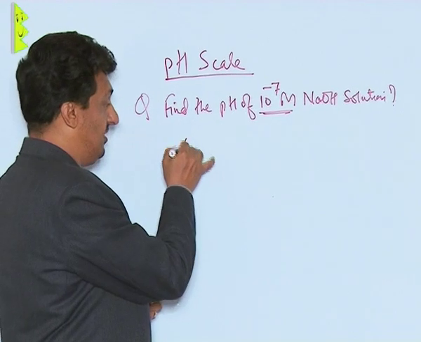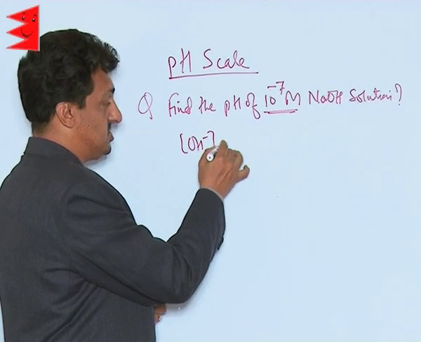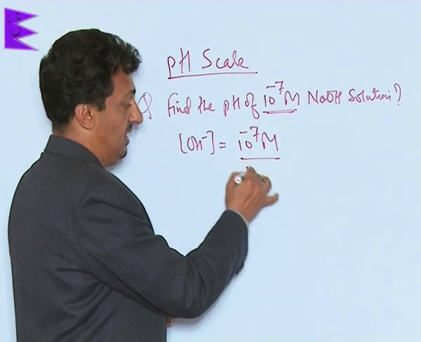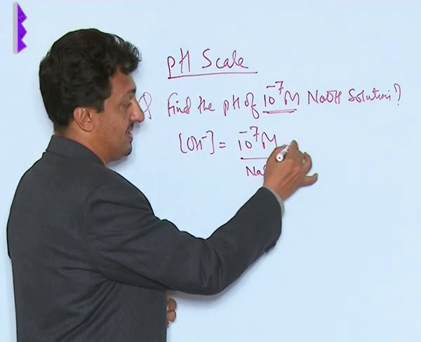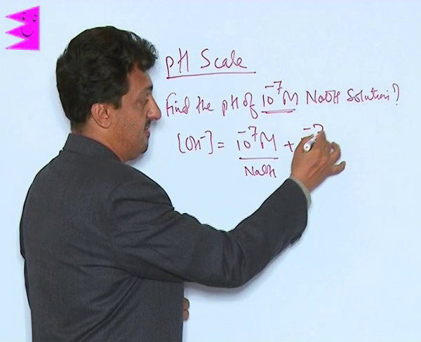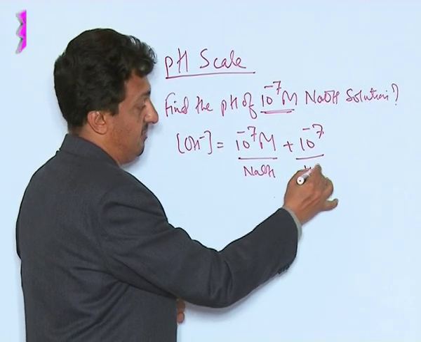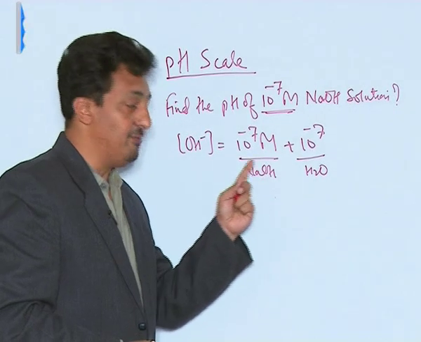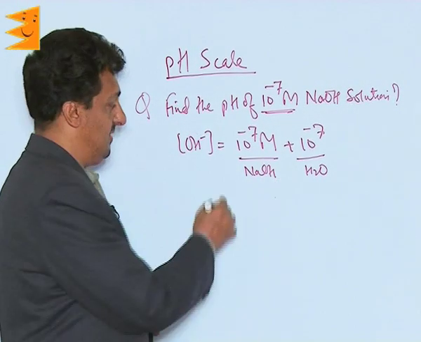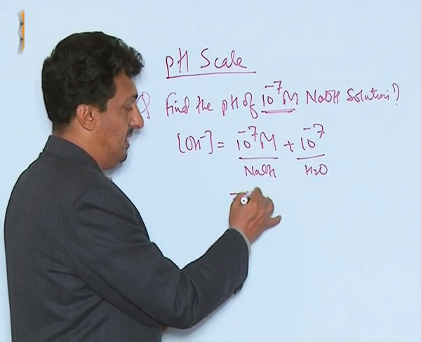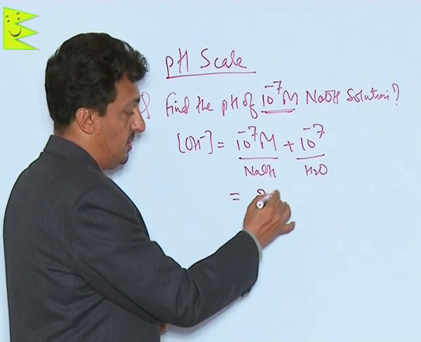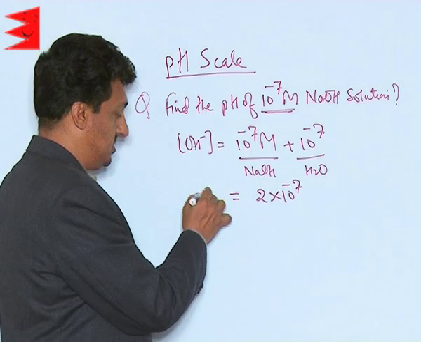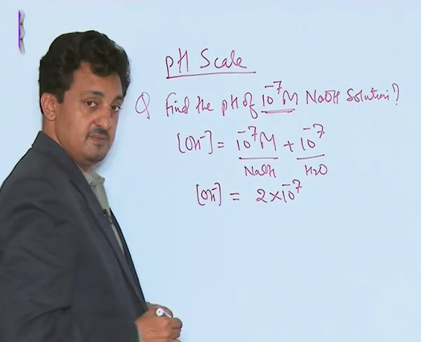In this case, we know the OH ions concentration is 10 to the power minus 7 molar. It is from the NaOH. But in that case, remember, almost the same quantity of OH ions are also available from water. So we have to add both of these. And when we add both of these, it will be how much? 2 into 10 to the power minus 7. This is what is your OH ions concentration.